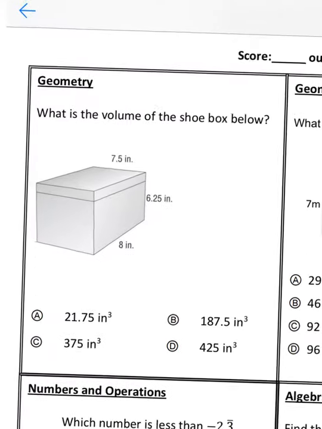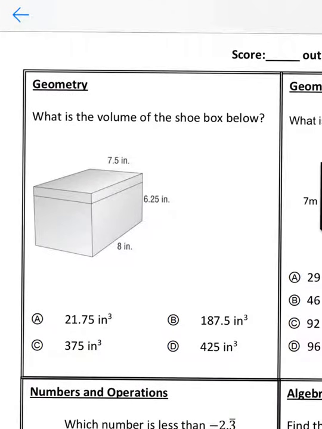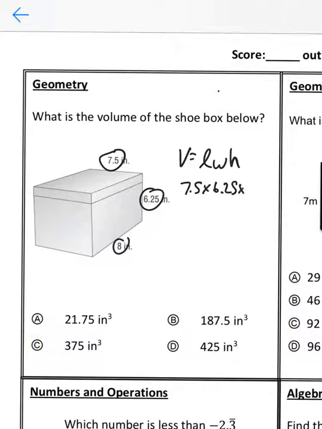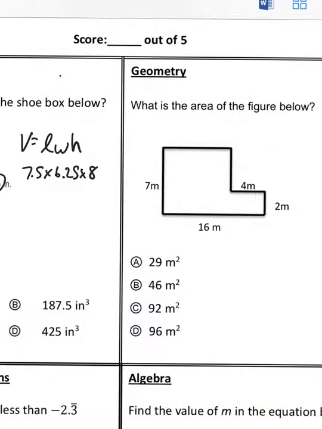It says, what is the volume of the shoebox below? Now I notice the shoebox is a rectangular prism. And the formula for volume of a rectangular prism is volume is length times width times height. So in this one, all you have to do is multiply the length, width, and height, which are the three dimensions they give you. So you have to do 7.5 times 6.25 times 8. And if you do that, you get C, 375 cubic inches.